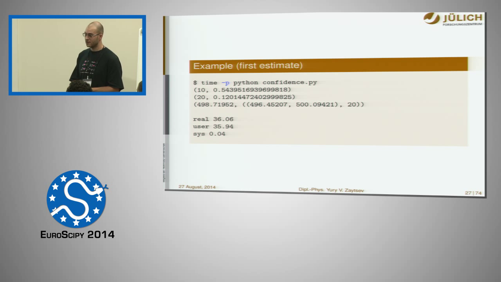and it realizes that the mean that we are looking for is 498 for this data set, and it's somewhere, you know, in this interval between 496 and 501, something like that. And it takes quite some time, so 36 seconds.